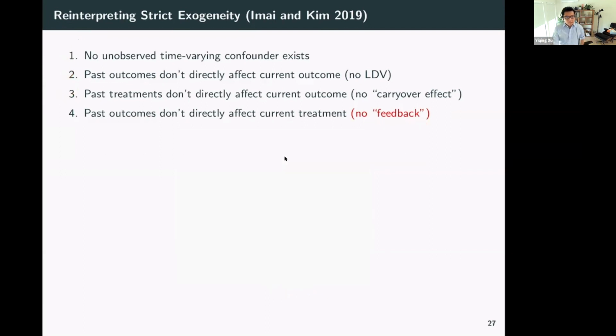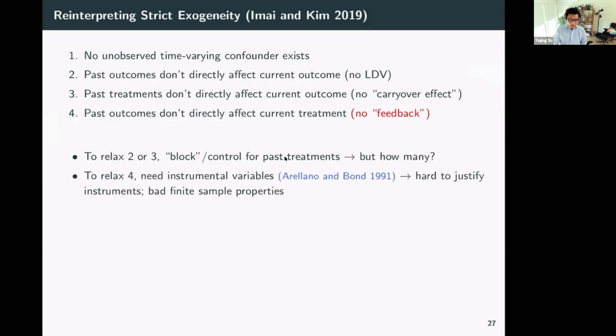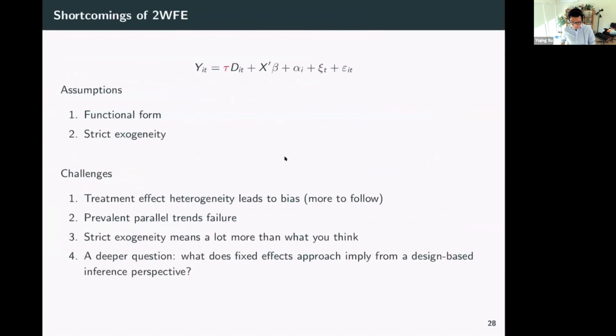Okay, and to relax 2 and 3, you can block control past treatments, but you have some practical issues. How many distributed lags do you want to use? Do you want to introduce machine learning methods to help you choose the model, and so on and so forth? And not to mention that treatment effects may not be constant, right? So even if you introduce them, you're imposing a parametric assumption. And to relax 4, you can use instrumental variables, but they're hard to find and have very bad finite sample properties.